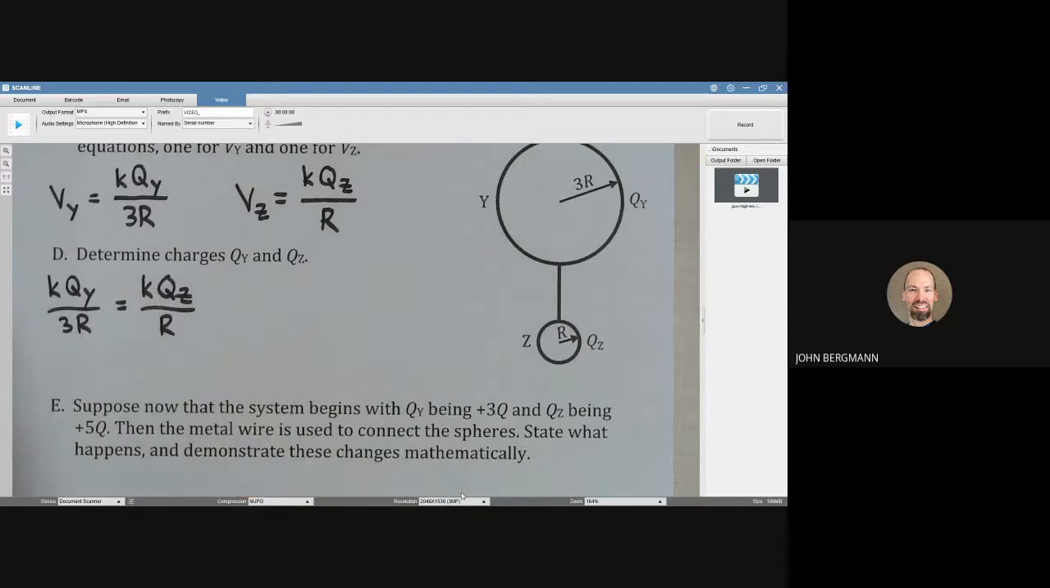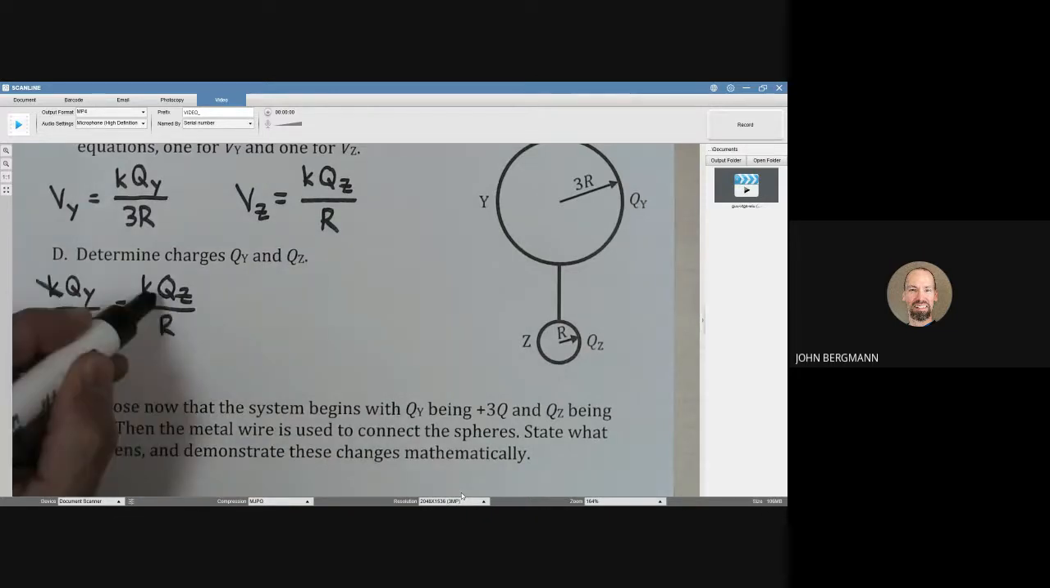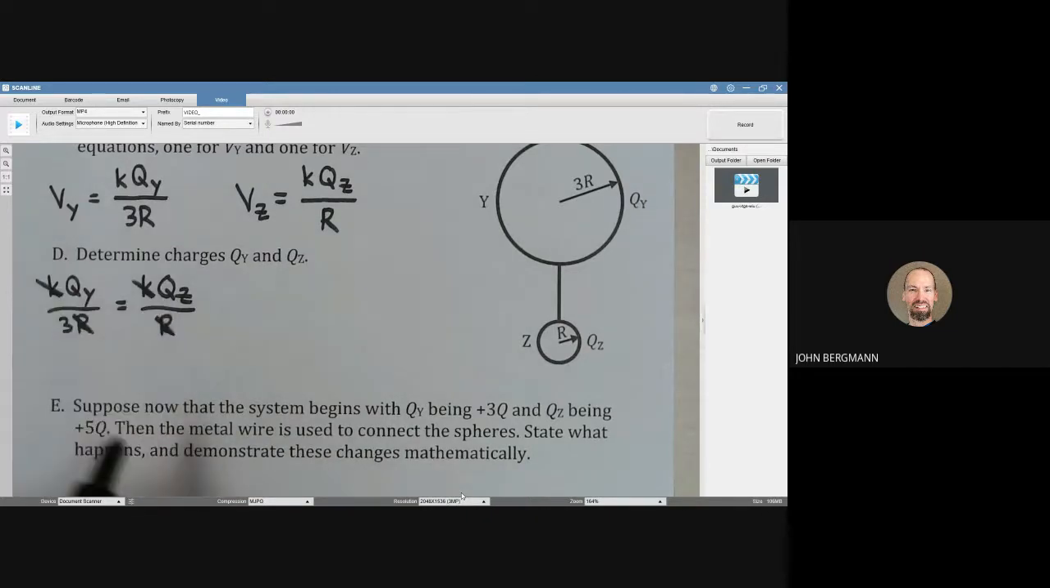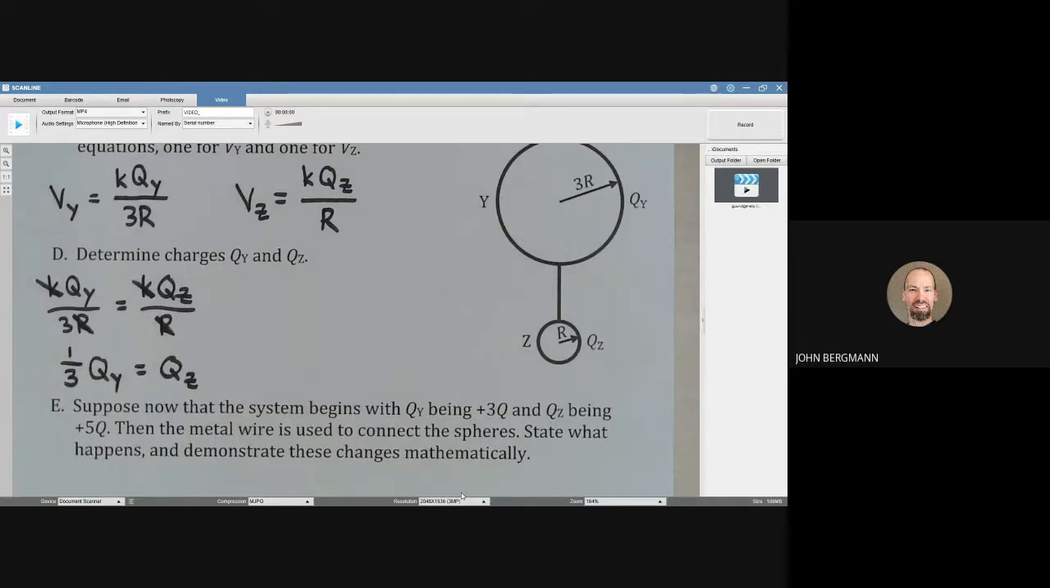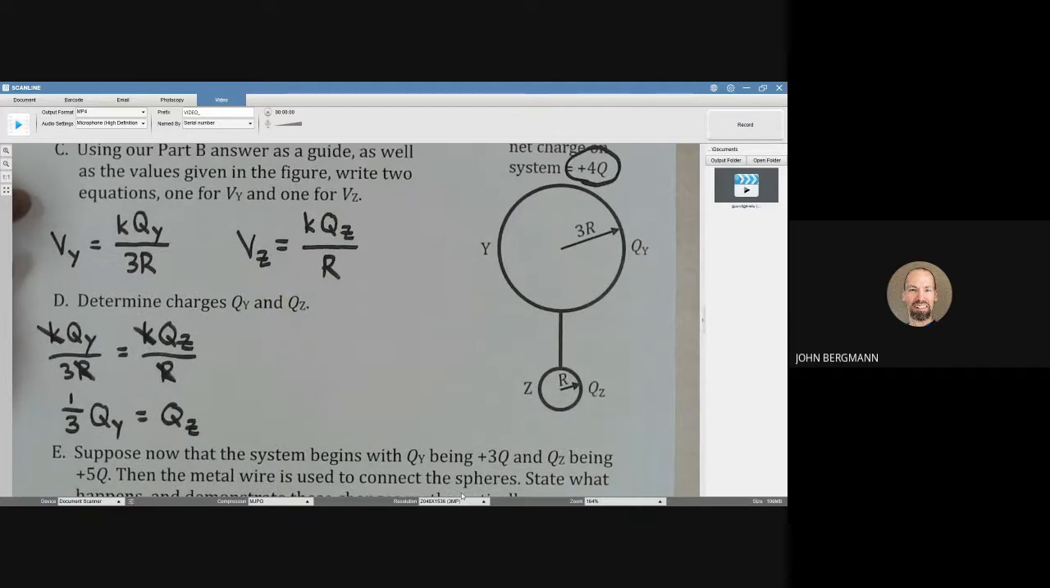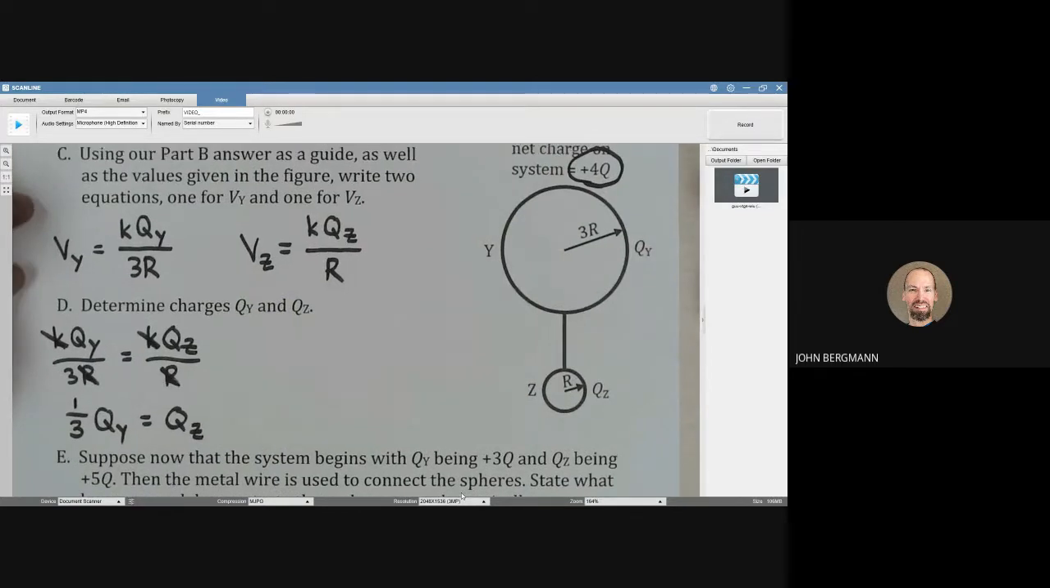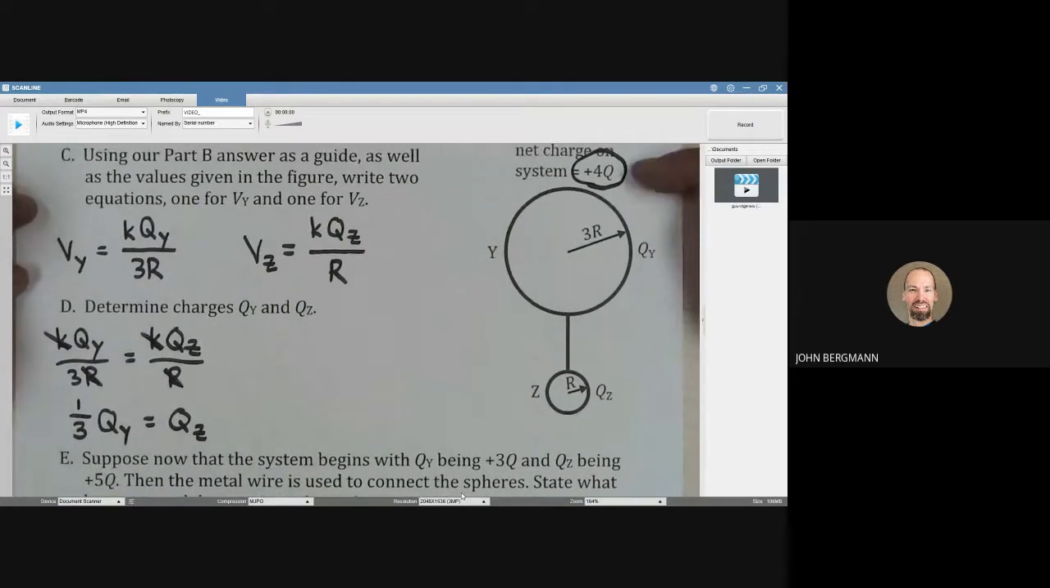So that means we can cancel some things. The k will cancel, the r will cancel, and what this gives us then is, if I bring the fraction out front, 1/3 of qy is the same amount of charge as qz is. Now I chose easy numbers here. If the total amount of charge on the system is plus 4q, there it is, you can see it on the screen now, right at the top of the page.